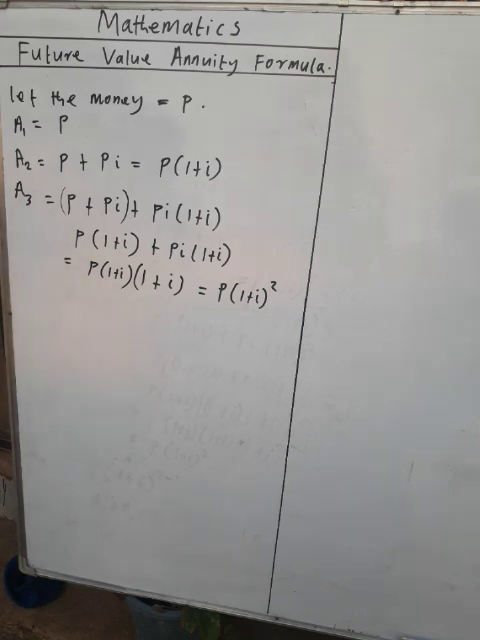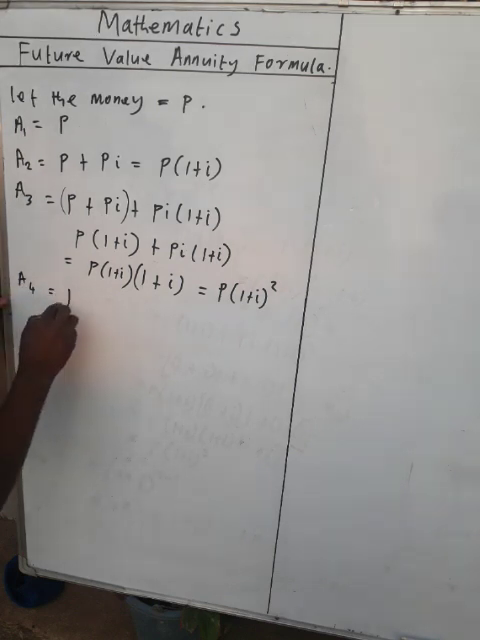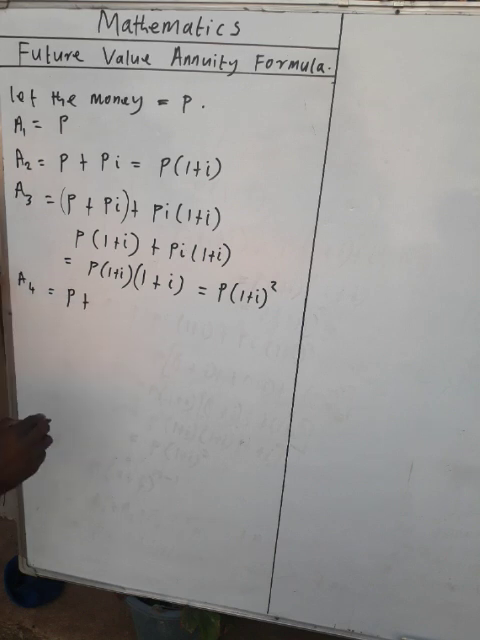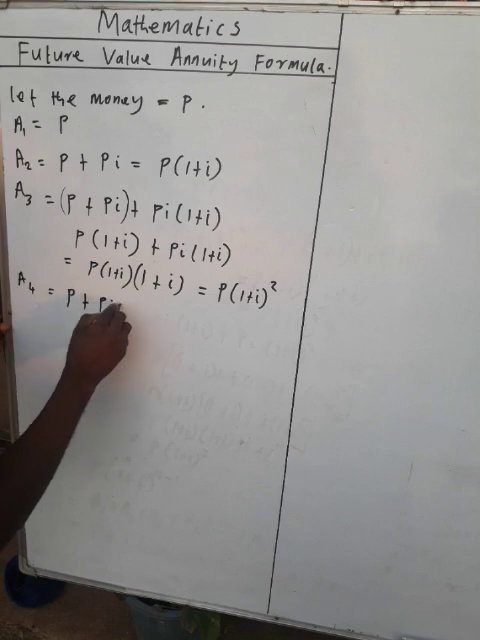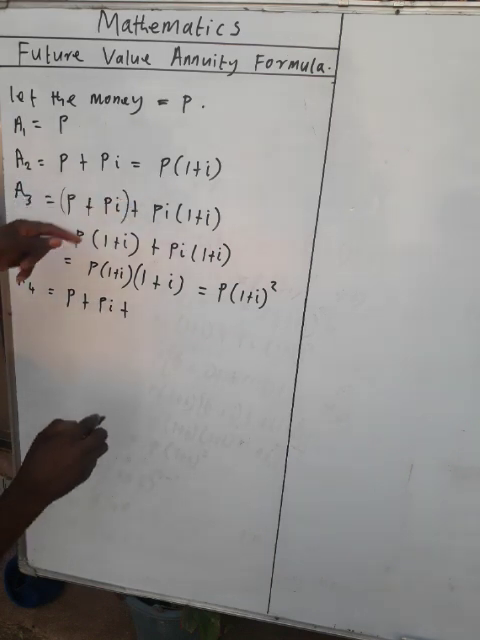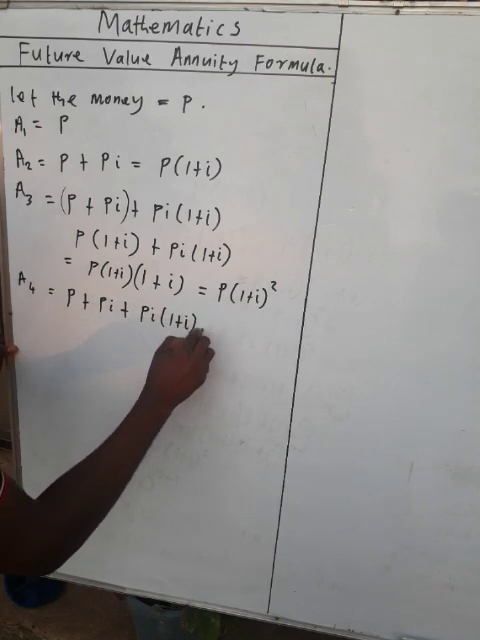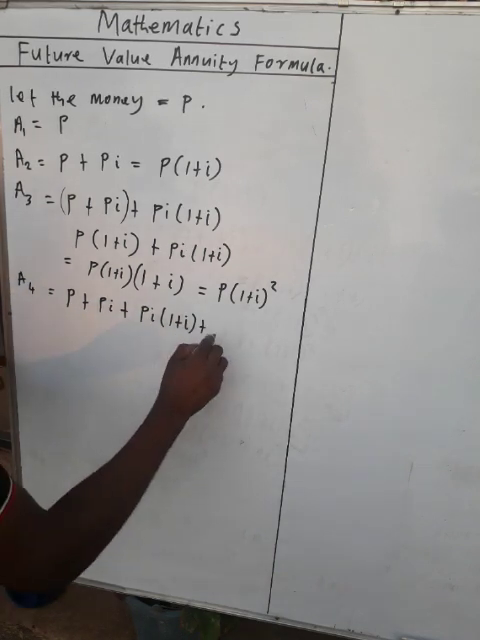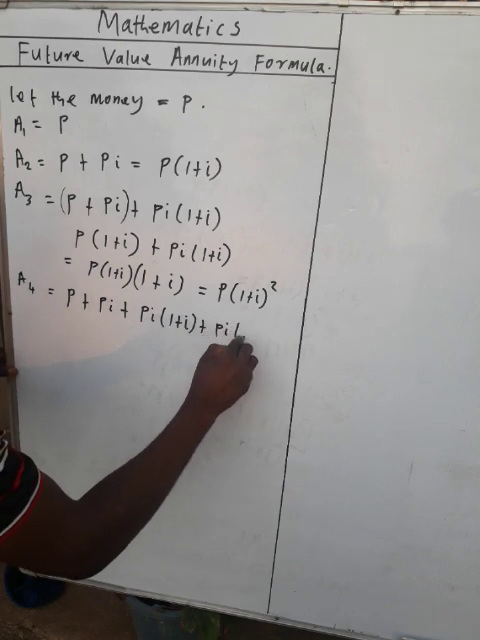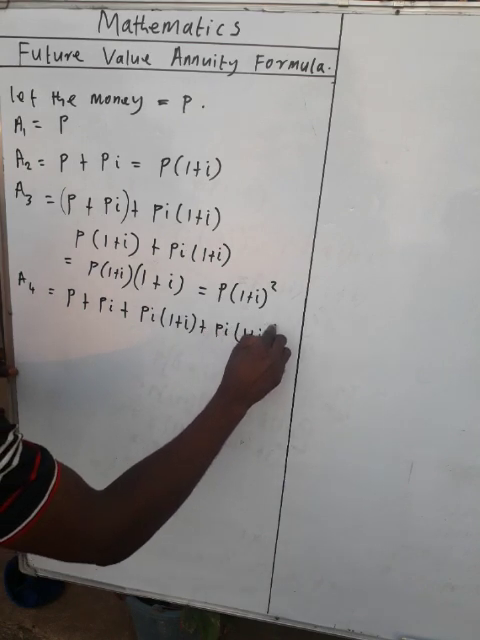So let's see the fourth month and see the amount you're going to have in the fourth month. The amount for the fourth month is going to be the equal payment you're making, P, plus interest on the first month, PI, plus interest on the second month, PI bracket 1 plus I, plus interest on the third month, PI bracket 1 plus I square.